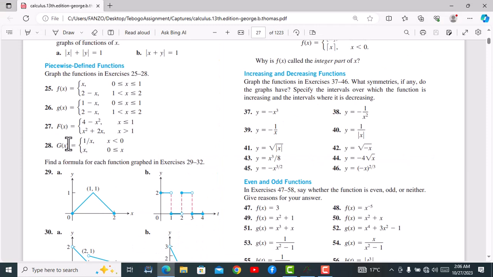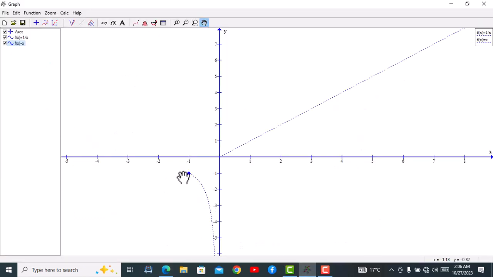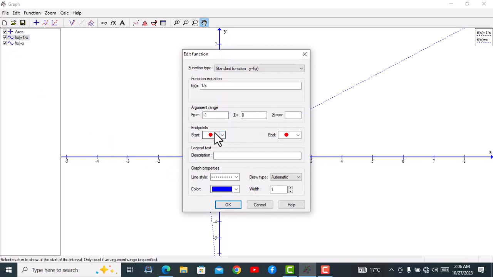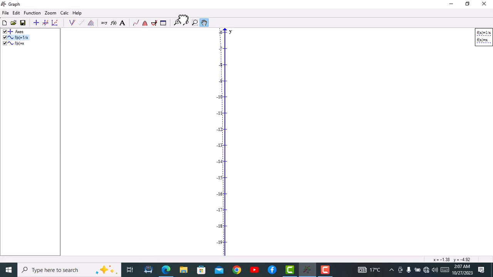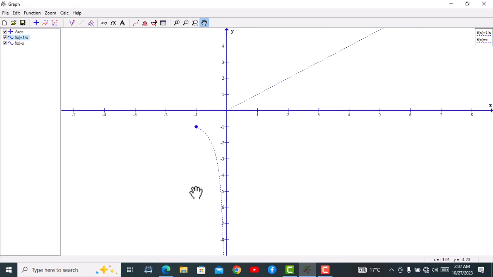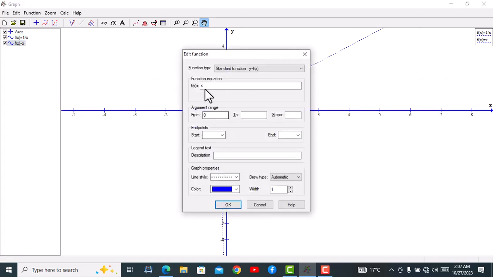So we have drawn g of x for 1 over x if x is less than 0. This is the portion. Remember what I said here: this is where it should start and where it should end. And remember, it cannot end because it is heading towards negative infinity. And I can also specify the same for this one. I can say start here and end there.